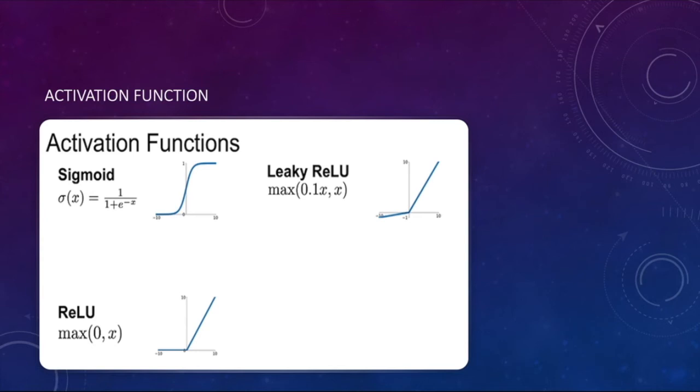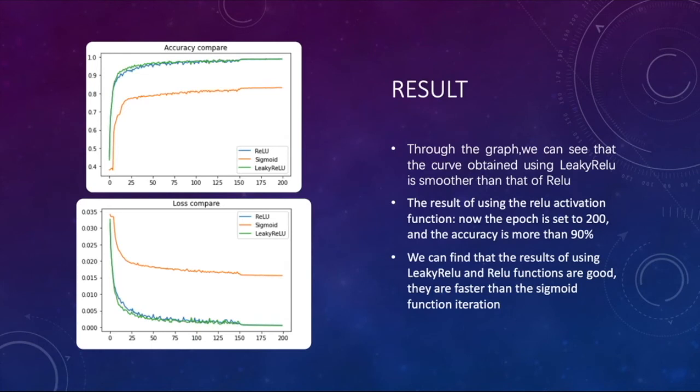In order to resolve the dead ReLU problem, we propose to set the first half of the ReLU function to be non-zero, which is called the leaky ReLU function. And now through the graph on the left, we can see that the curve obtained using the leaky ReLU function is smaller than that of the ReLU function. And we can also see the result of using the ReLU activation function. Now the epoch is set to 200, and the accuracy is more than 90%. And we can find that the results of using the leaky ReLU function and the ReLU function are both good. They are faster than the Sigmoid function.